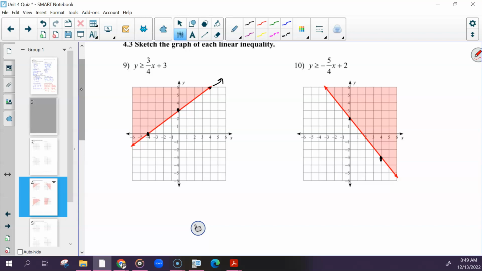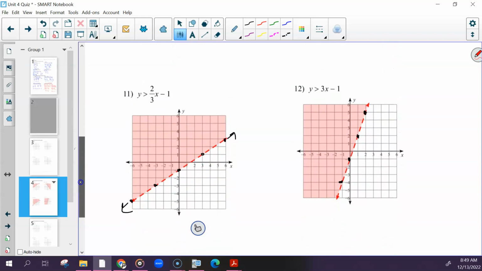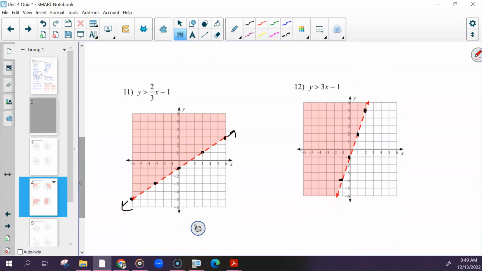And remember that you can check yourself in your graph in your calculator by using those steps. 11 should have been a dashed or dotted line shaded above. And 12 was also a dashed or dotted line shaded above. Again, that was coincidence that they were all shaded above. It could be the same, could not be. Just pay attention. Questions on either of those?